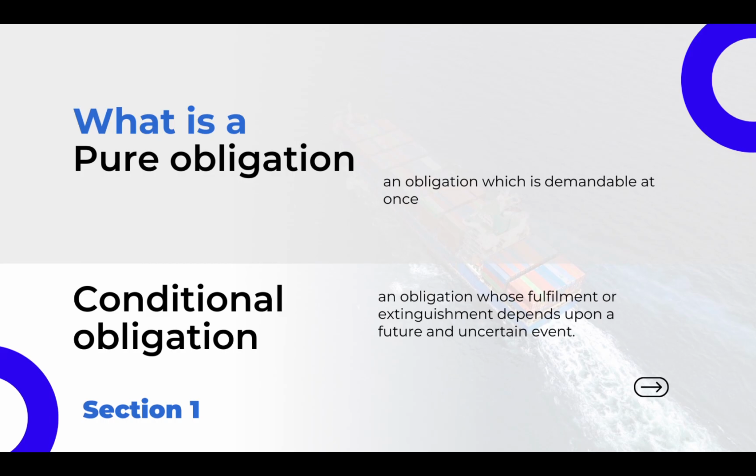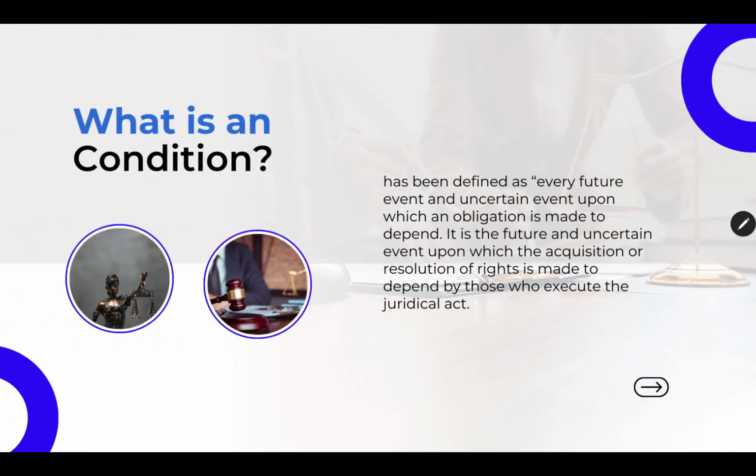Syempre, pag sinabi mong condition, it is defined as every future or uncertain event upon which an obligation is made to depend. It is the future and uncertain event upon which the acquisition or resolution of rights is made to depend by those who execute the juridical act. Okay? Ang tanong lang naman dito, very self-explanatory naman yung ating condition. Siyempre, future event. Ang tanong is uncertain event. Pag sinabi bang uncertain event, paano kung meron kang kausap at ang condition ay pag namatay na si Jose Rizal? Alam naman natin na patay na si Jose Rizal. So, it depends on kung sino ang kausap mo.